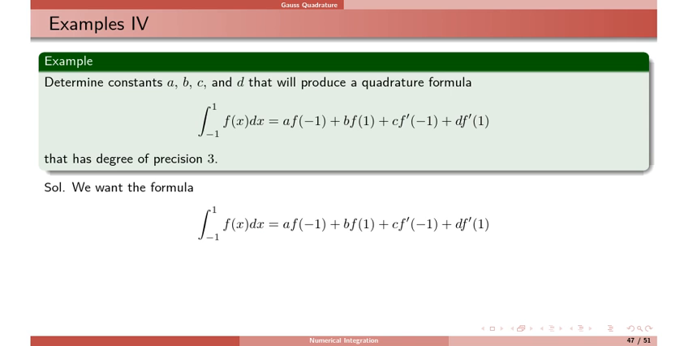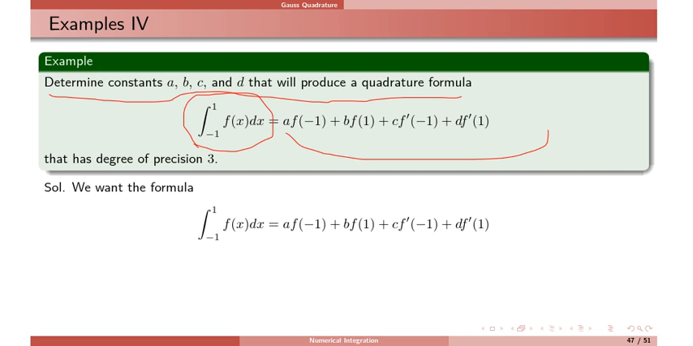So the next example I am taking is related to degree of precision. You have a Gauss-Legendre formula, the integral from minus 1 to 1 of f(x) dx, written as a f(minus 1), the function value at minus 1, plus b f(1) plus c f'(minus 1) plus d f'(1), which has degree of precision 3. That means you have 4 unknowns a, b, c, d. So to find 4 unknowns, you need 4 equations.